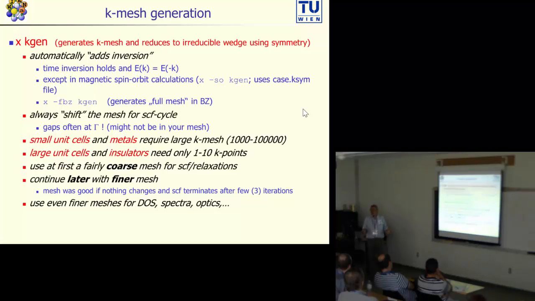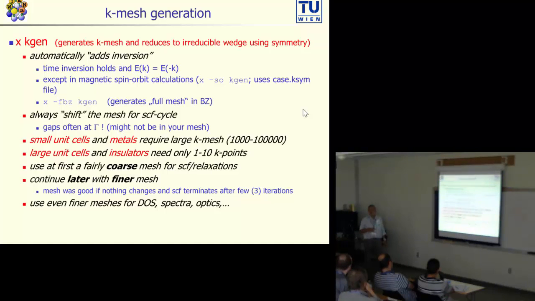How many K-points should I use? As I said, it is not so easy to answer. General rules: small unit cell, metals, large K-meshes. Let's say 1,000 to 100,000 K-points. Large unit cell and insulators, 1 to 10 K-points, typically. Again, the recommendation: use first a fairly coarse mesh for SCF and for structural relaxations, and continue later with a finer mesh. If you have enough cores, you do K-parallel calculations anyway, so always use then a couple of K-points, except if you have really large unit cells.